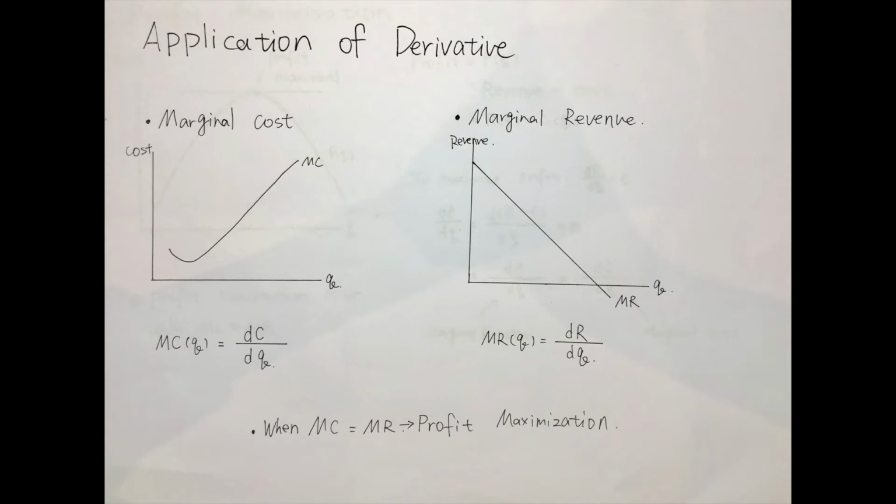Marginal cost is the change in cost from one additional unit of production, which equals the change in cost over the change in quantity. So marginal cost is the derivative of cost with respect to quantity. Marginal revenue is the change in revenue from one additional unit of production, equal to the change in revenue over the change in quantity. Marginal revenue is the derivative of revenue with respect to quantity.